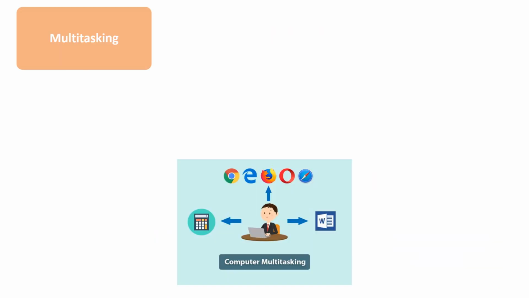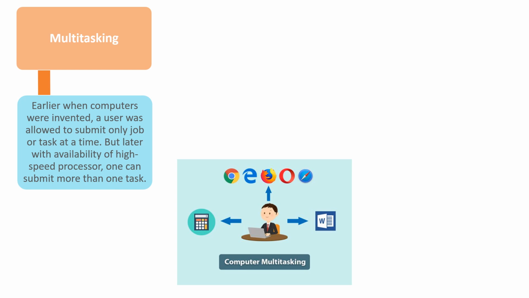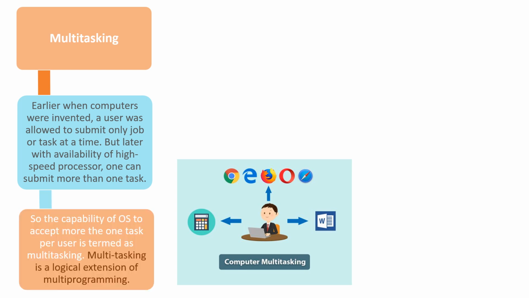And next, the last term, which is multitasking. Earlier, when computers were invented, users were allowed to submit only one task at a time. But later, with the availability of high-speed processors, one can submit more than one task. The capability of the OS to accept more than one task is referred to as multitasking. You can think it is closely related to multiprogramming. As we already said, multitasking is a logical extension of multiprogramming.